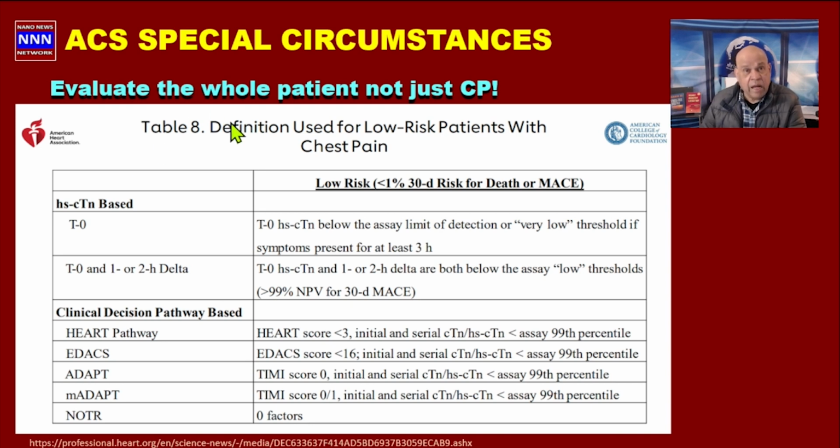Then we need to look for other causes of chest pain. Remember, a lot of times we say, oh, your chest pain is not heart, you can go home. No, that's not it. You need to make sure that we rule out other causes of chest pain and then decide what needs to be done.